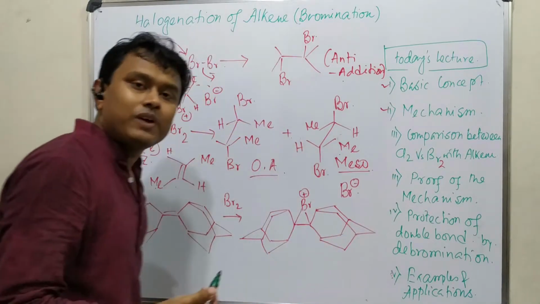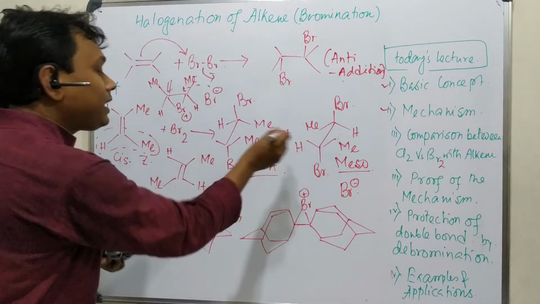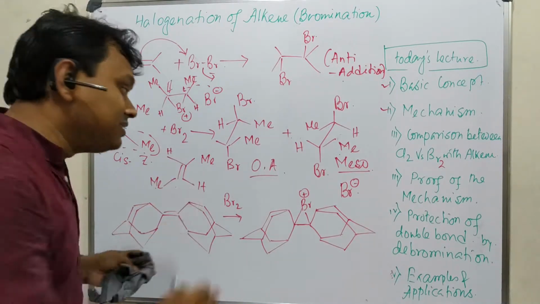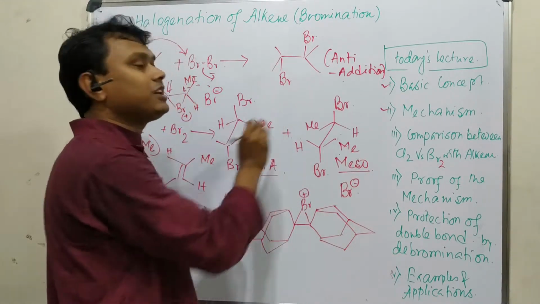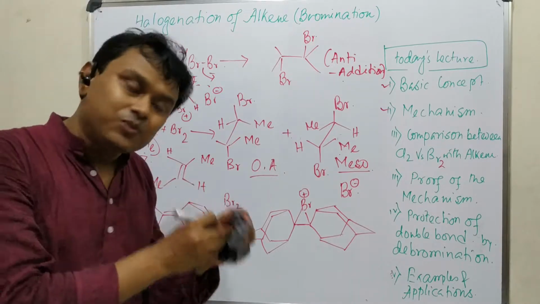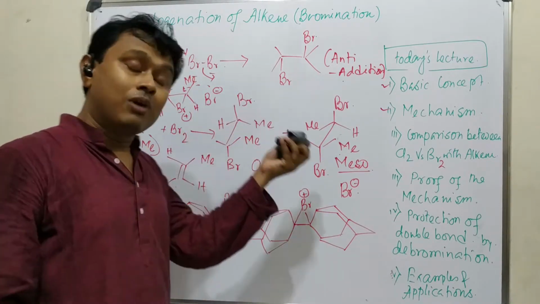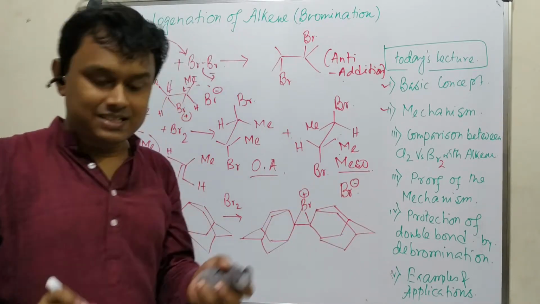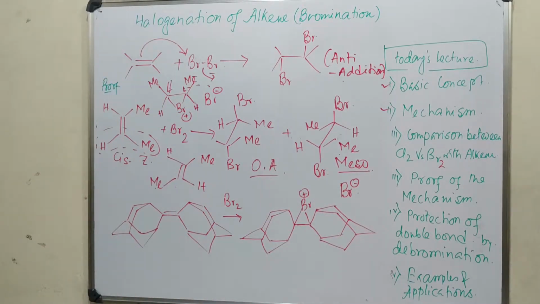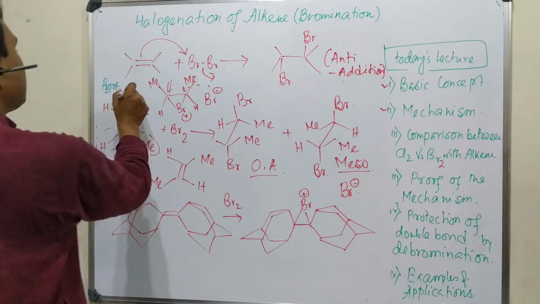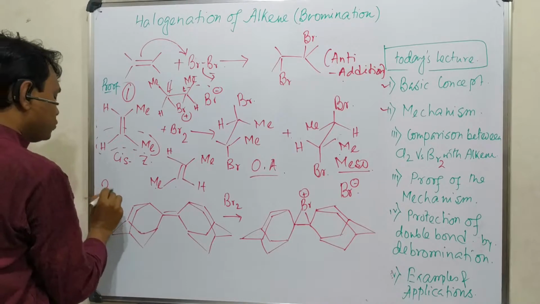Meso variety, whatever you say. So this way, it indirectly proves that this reaction happens through a bridged bromonium ion. Otherwise, it is not possible to get two particular products: in one case an optically active mixture, that is a racemic mixture, and in the other case an optically inactive meso variety, because of this. Okay, so this is proof number 1, and this is proof number 2.